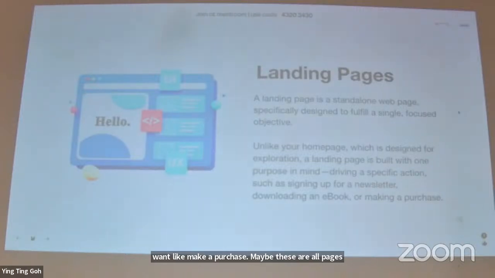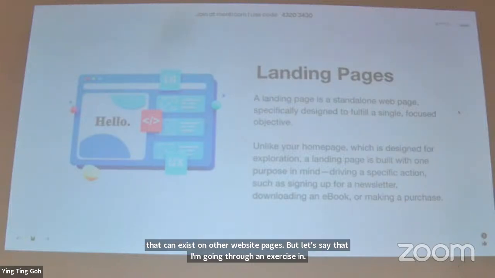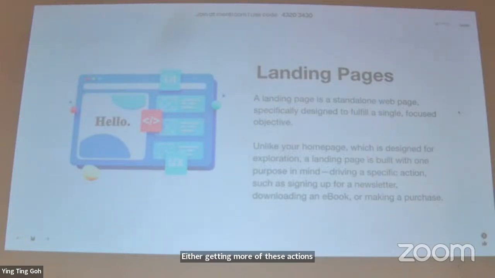But let's say that I'm going through an exercise in either getting more of these actions done, or maybe I want to focus only on these actions, or maybe I want to optimize. So maybe on my website, for every 100 visitors, only 2 people sign up for my newsletter.